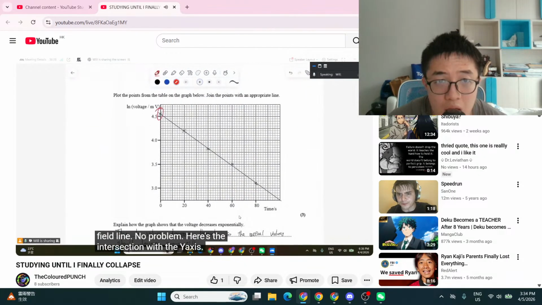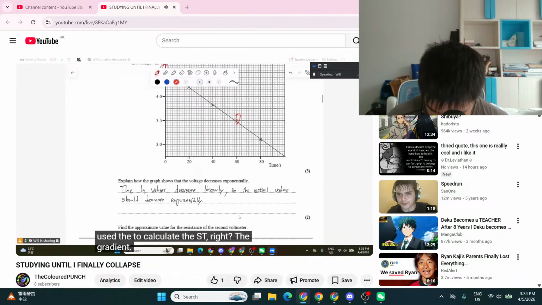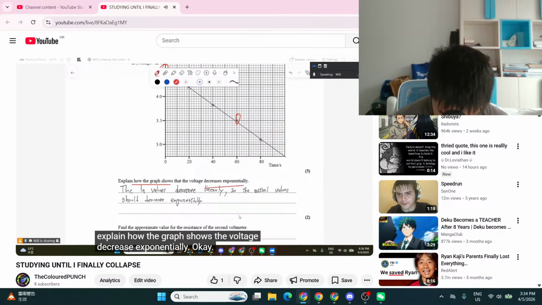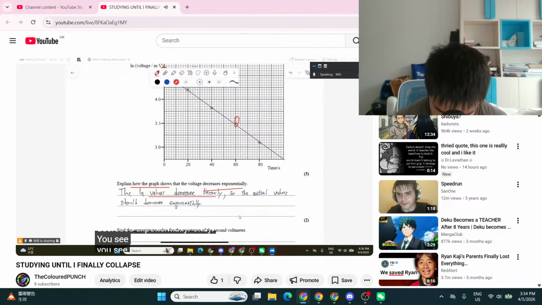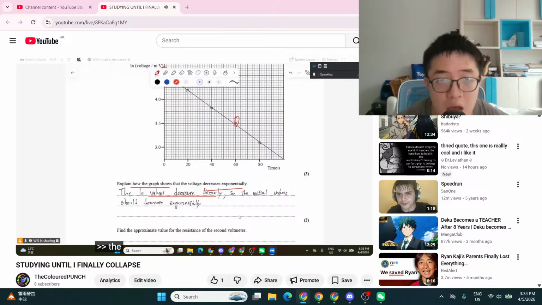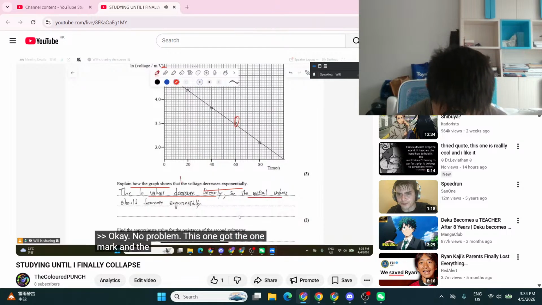Here's the intersection with the y-axis, and you use it to calculate the slope, the gradient. And the question just wants us to explain how the graph shows the voltage decreases exponentially. Because the ln values decrease linearly, the actual values should be exponential. Okay, no problem. This one gets the 1 mark, as the values decrease exponentially.